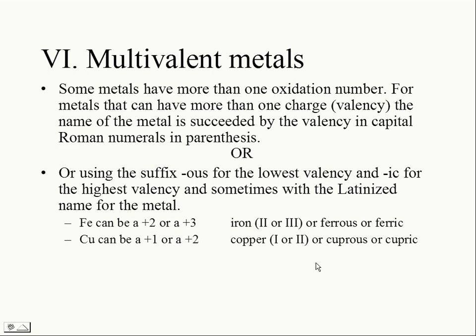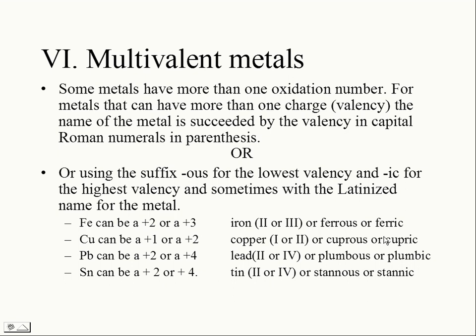So copper could be a 1 or a 2. Lead could be a 2 or a 4. And tin could be a 2 or a 4. There's a bunch of others. Most of those in the transition elements have more than one oxidation. And how are you going to be able to tell? Because it's going to have a Roman numeral. So you don't have to worry about it. Except for silver, and silver is always +1.